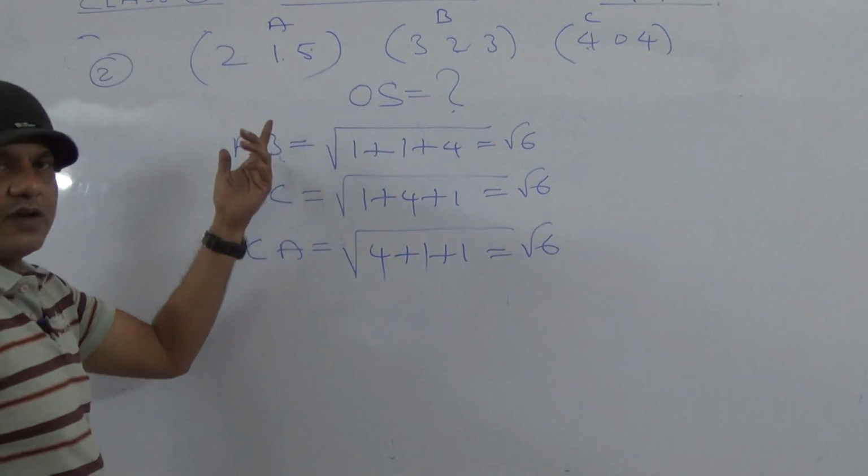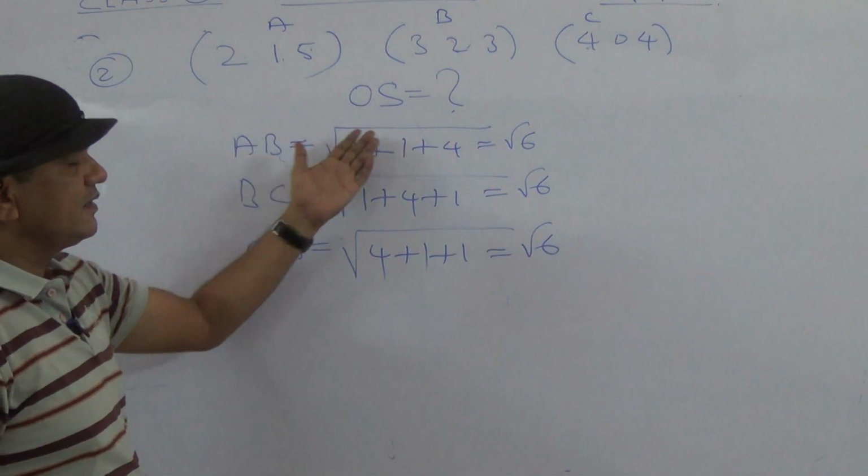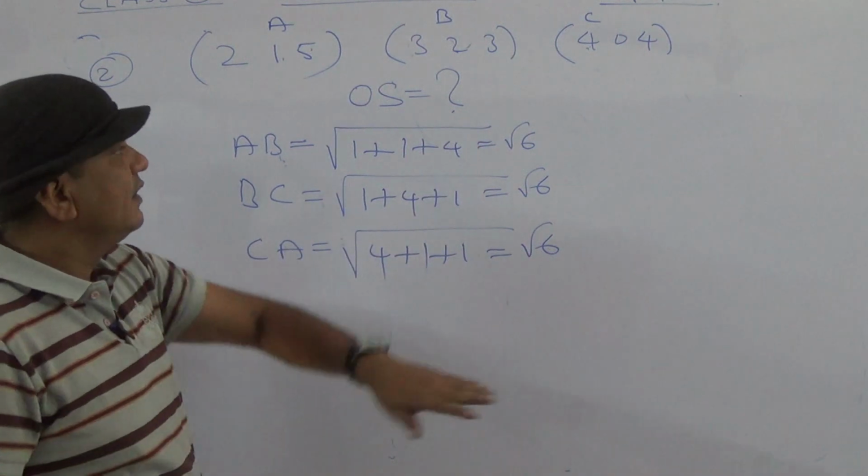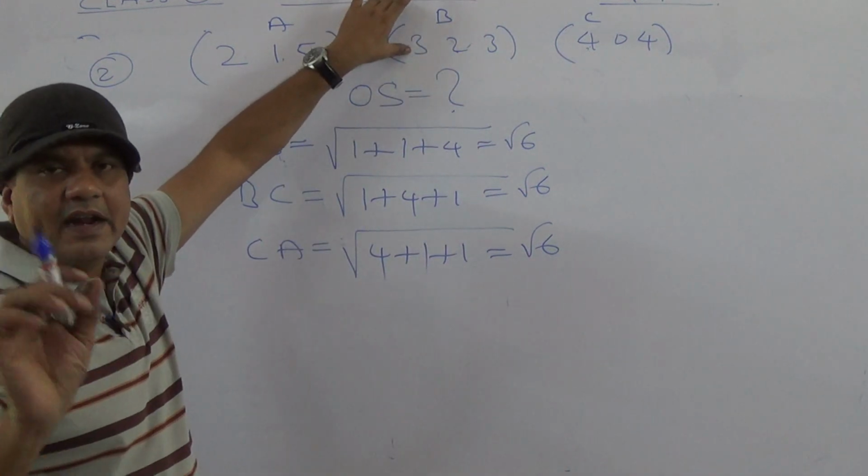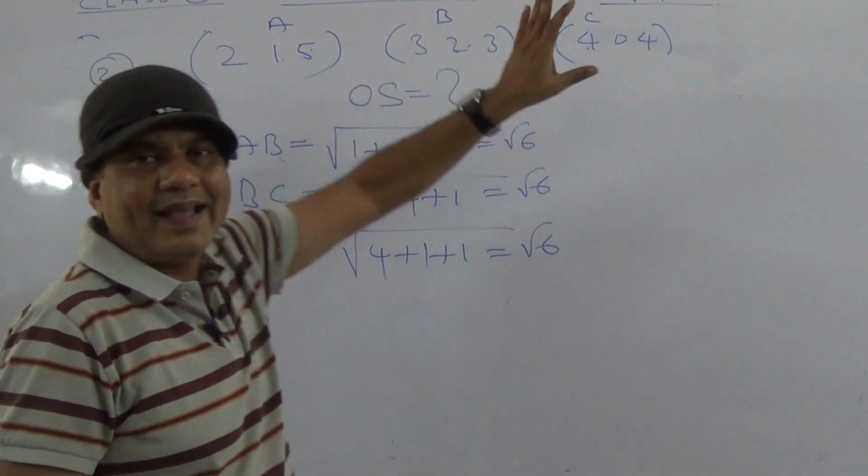That means AB is equal to BC is equal to CA. That means the 3 sides of a triangle are equal. Then it is called an equilateral triangle.